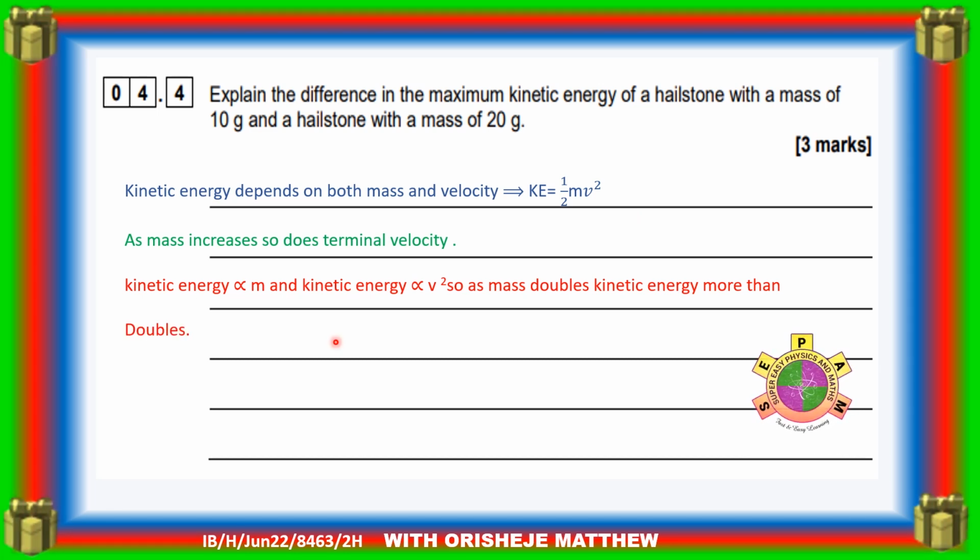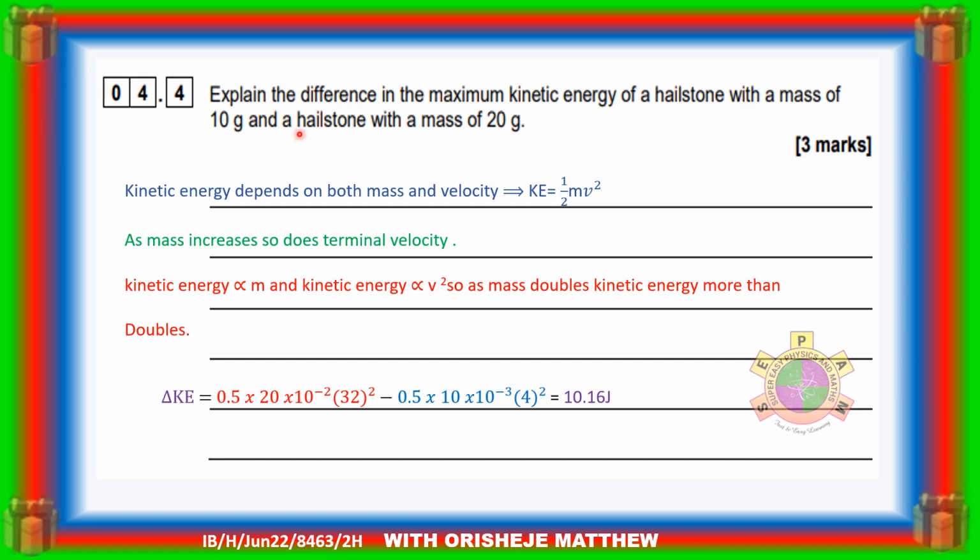So for us to calculate the difference, what you have to do is substitute the value. From the graph given to us in this question, you can trace that the terminal velocity of a 10-gram hailstone from the curve is 4 meters per second. And then the terminal velocity for the hailstone with 20 grams is 32 meters per second.